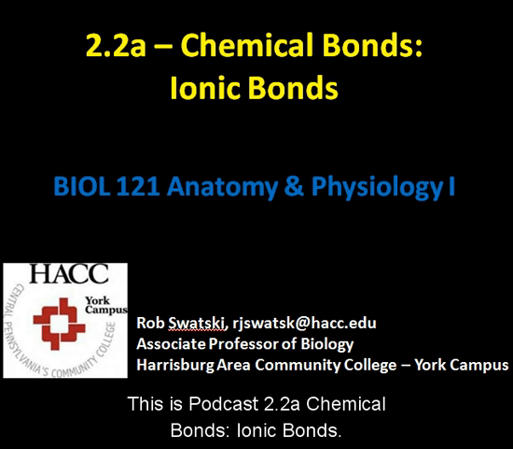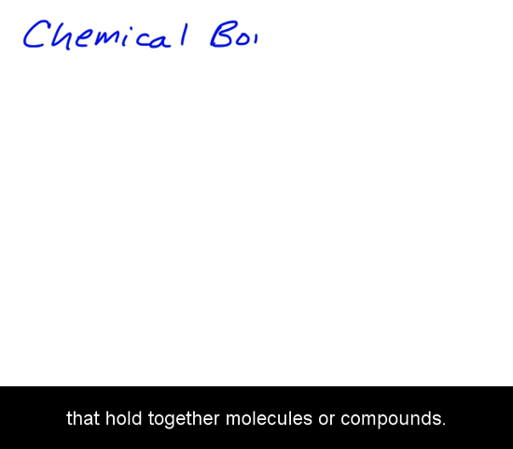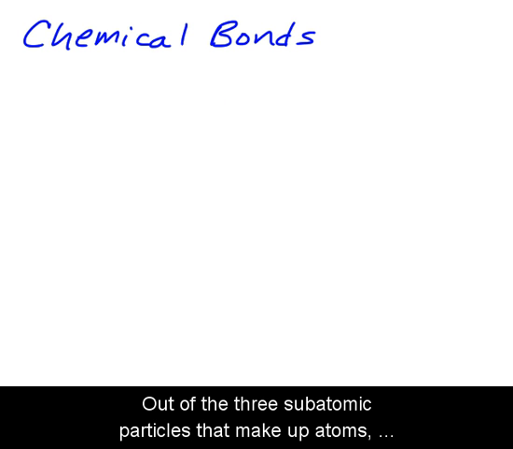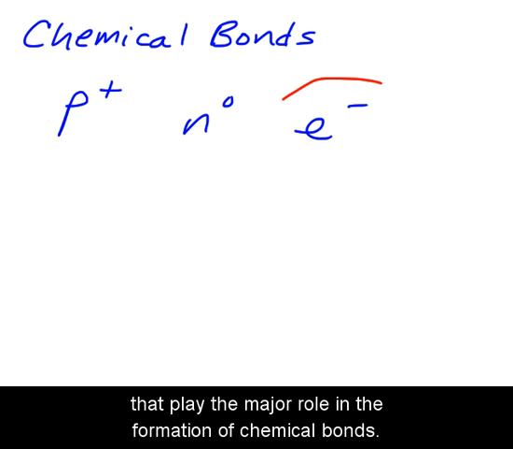This is podcast 2.2a, Chemical Bonds, Ionic Bonds. Chemical bonds are the relationships between atoms that hold together molecules or compounds. Out of the three subatomic particles that make up atoms, the protons, neutrons, and electrons, it is the electrons that play the major role in the formation of chemical bonds.